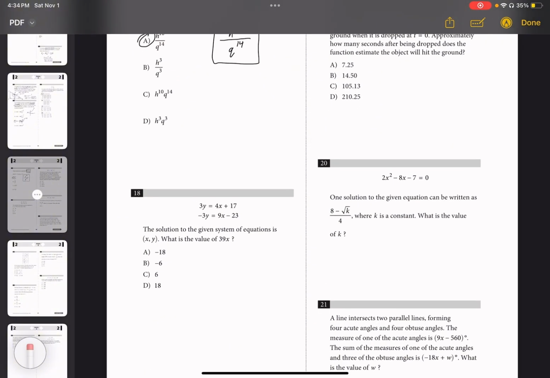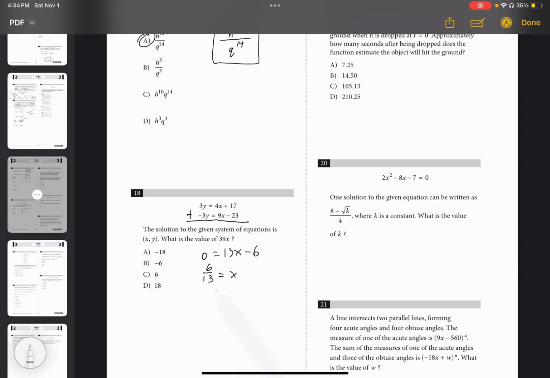Question number 18. The solution to the given system of equations is x, comma, y. What is the value of 39x? Okay, so we have these equations. We're going to simplify by adding them. This gives us x is equal to 6 over 13.